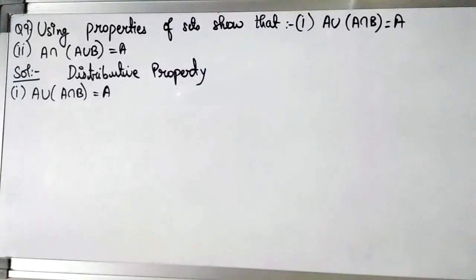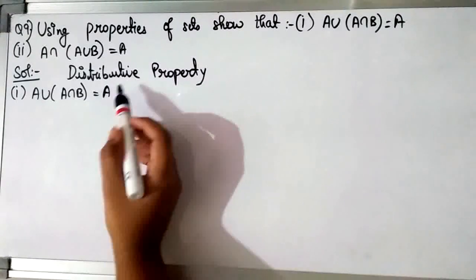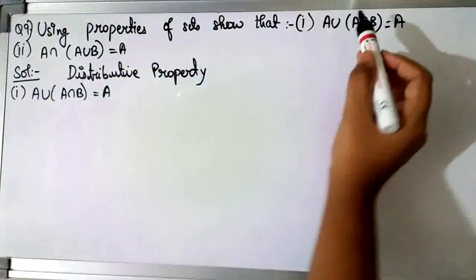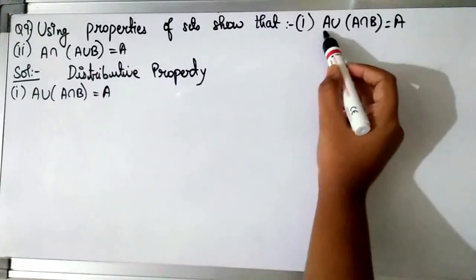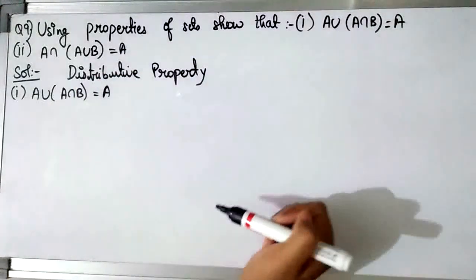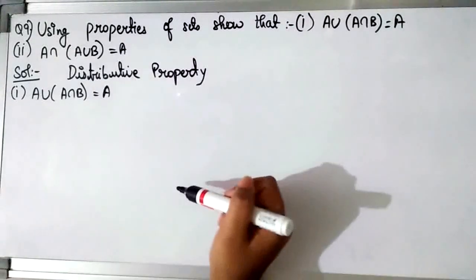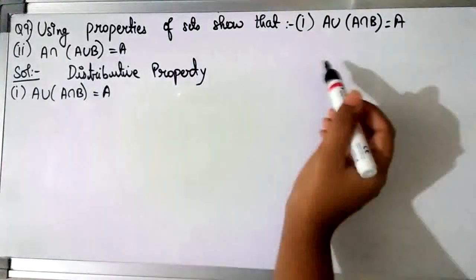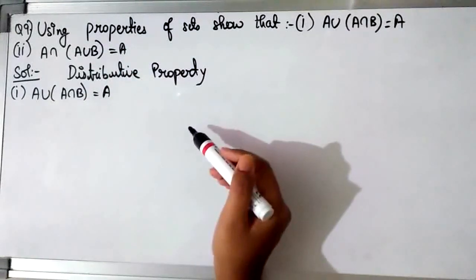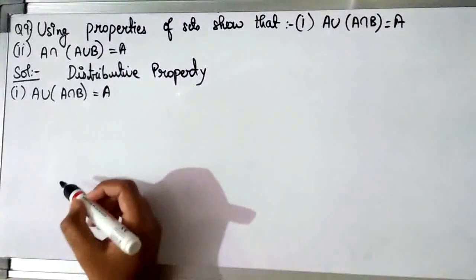Now the next question you see, that is the 9th question. It says using properties of sets we need to show these two bits, and in the first bit they say A union A intersection B is equal to A. So we have to use the properties and prove that this is true. So here in both the situations, that is in both the bits, I'm going to use the distributive property. Okay, so let's see the first bit.